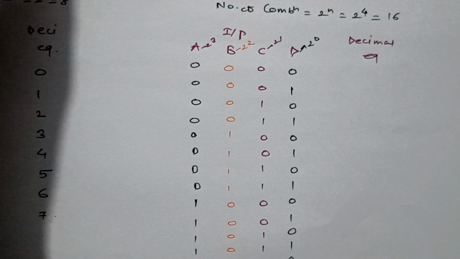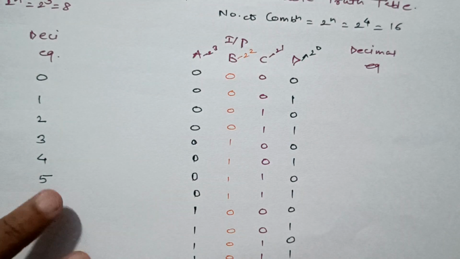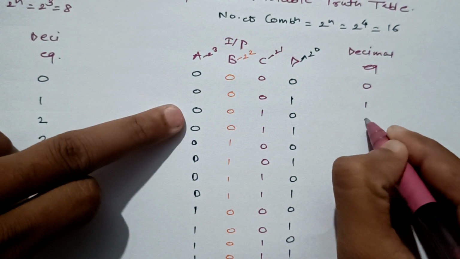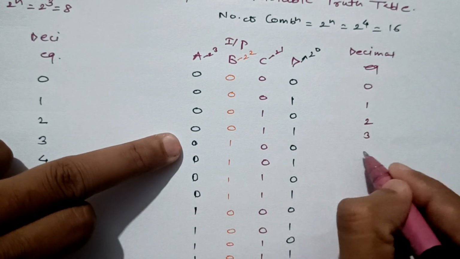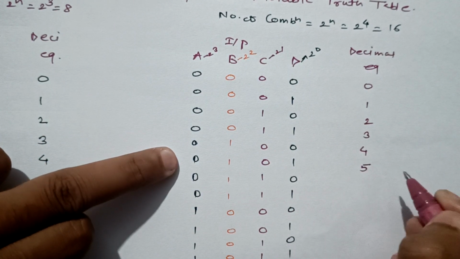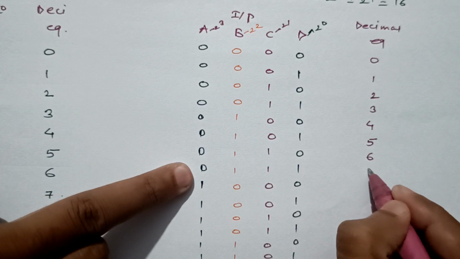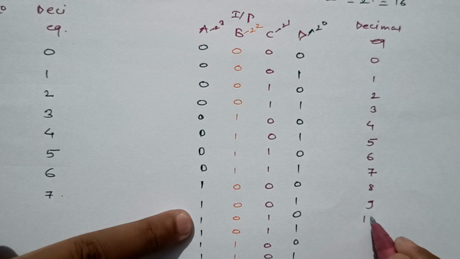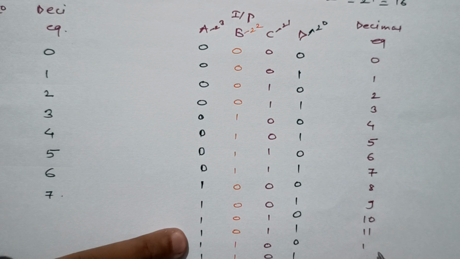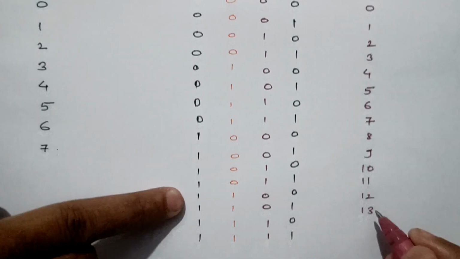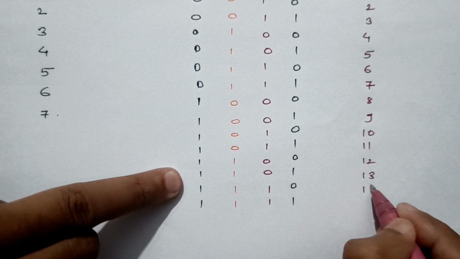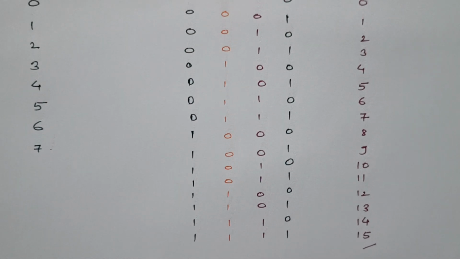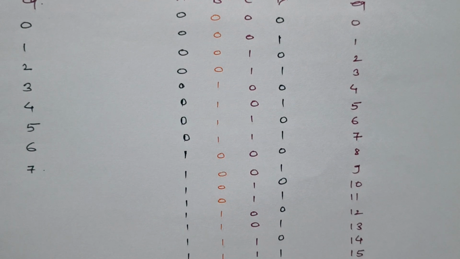Okay, now its decimal equivalent. That will be our last point. We should start with 0. This is 1, 2, this is 3, then this is 4, then 5, then we have 6, then 7, this is 8, 9, this one is 10, 11, 12, this is 13, 14, and this will be 15. So this will be our four variable truth table.